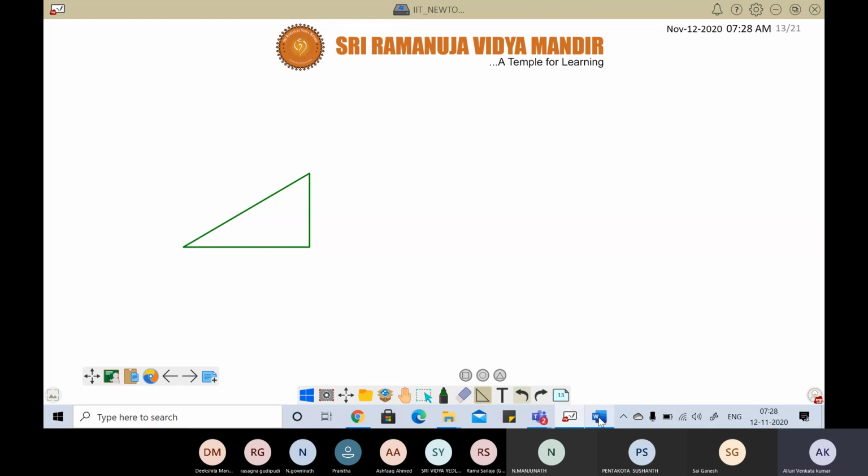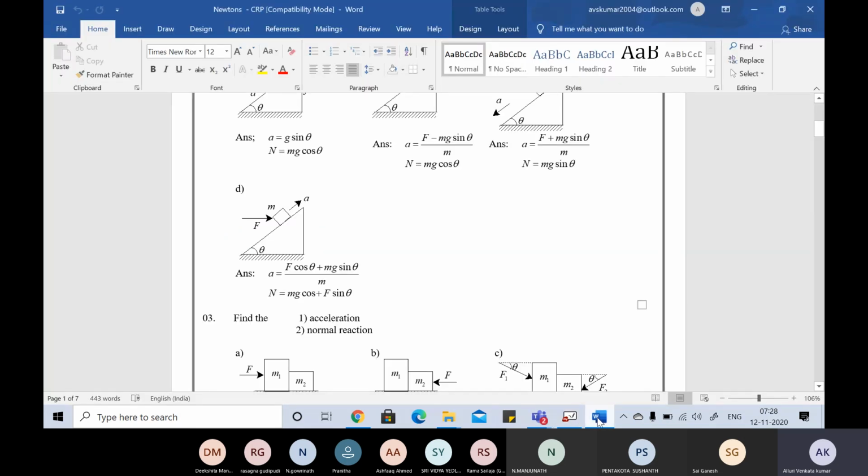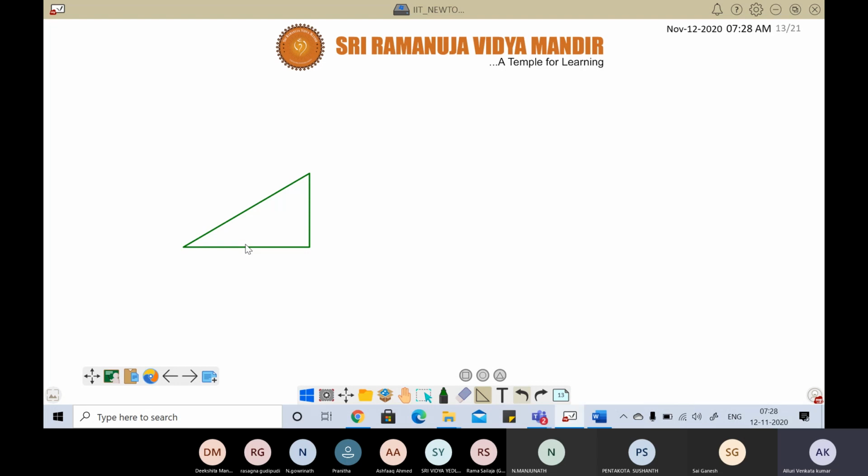Okay, this is the inclined plane, and the angle here is theta. Here there is a block of mass m. Now a force is applied horizontally like this, and due to this the block is moving upwards. Now what is the acceleration and normal reaction?